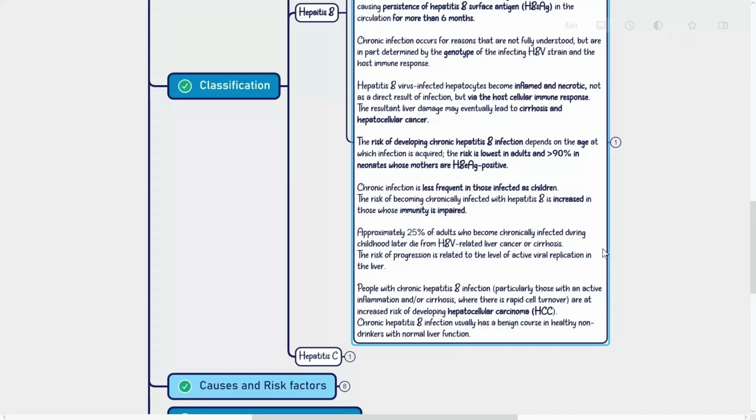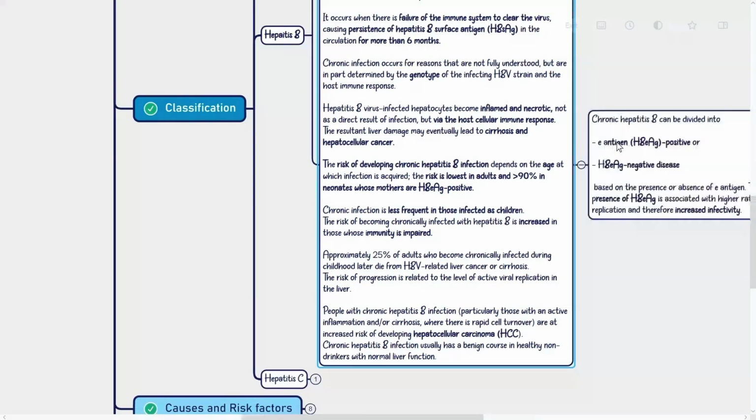The risk of progression is related to the level of active viral replication in the liver. People with chronic hepatitis B infection, particularly those with active inflammation and/or cirrhosis, where there is rapid cell turnover, are at increased risk of developing hepatocellular carcinoma, HCC. Chronic hepatitis B infection usually has a benign course in healthy non-drinkers with normal liver function.